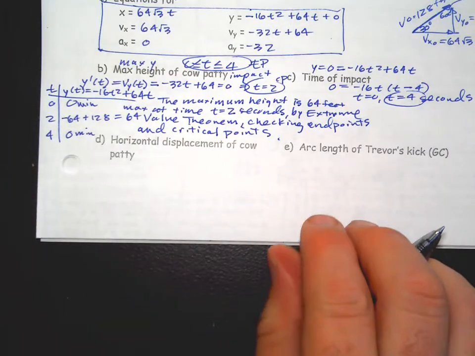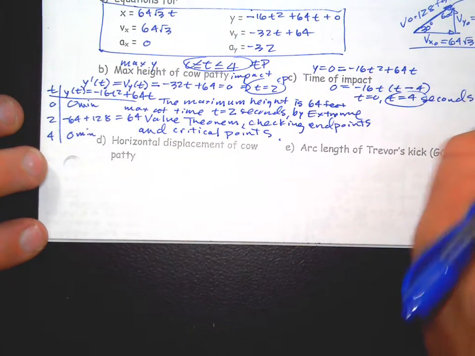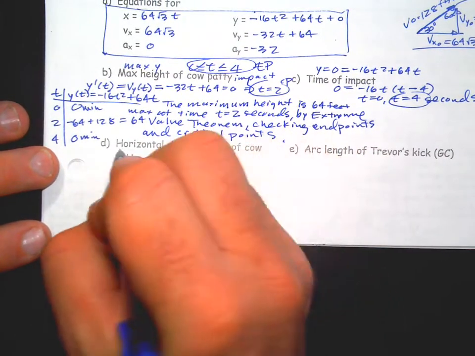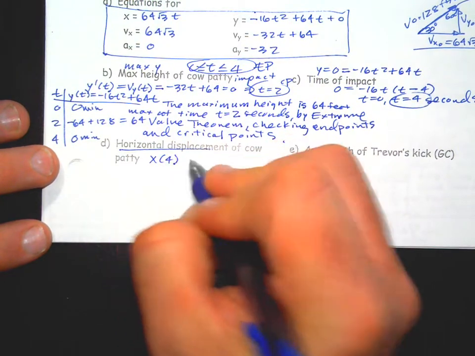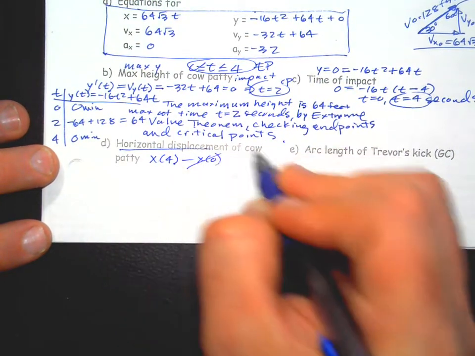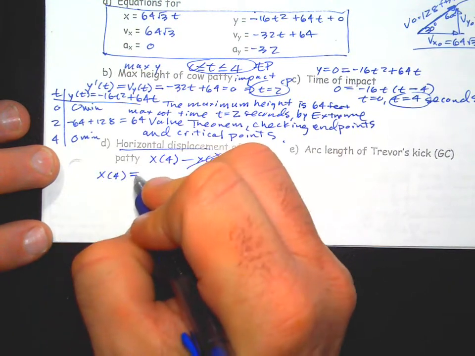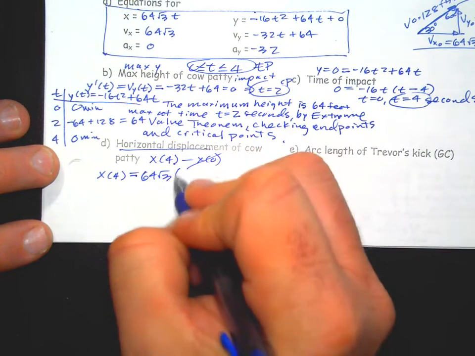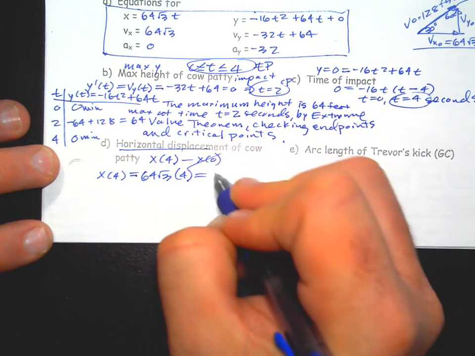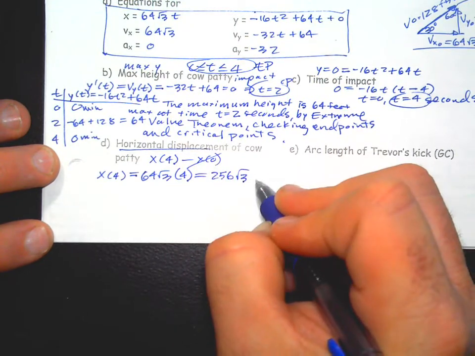Horizontal displacement. That's just how far it went along the ground. So it's going to be x at impact minus initial x, which is 0 on here. So it's just going to be x of 4. x of 4 equals 64 root 3 times t, which is 4. So it's going to be 256 root 3. The units are feet.